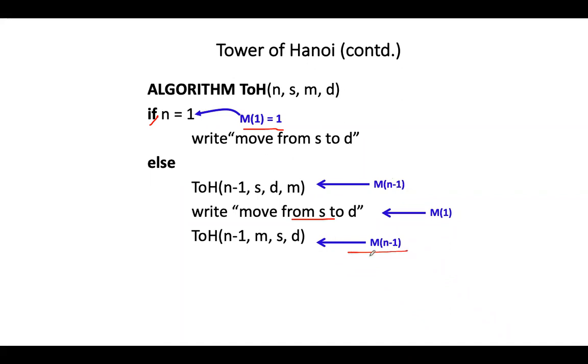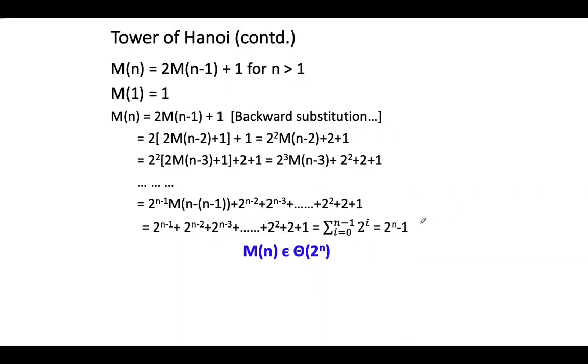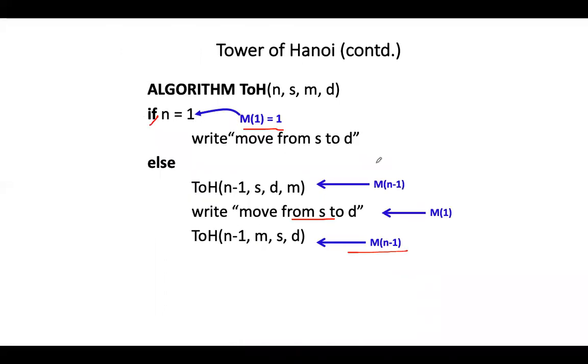So together we can write it as M of n minus 1 plus M of n minus 1 plus M of 1. Okay. So which is nothing but 2M of n minus 1 plus 1. Okay, our total M of n is equal to these two basic operations, M of n minus 1 plus M of n minus 1, 2M of n minus 1 plus M of 1.